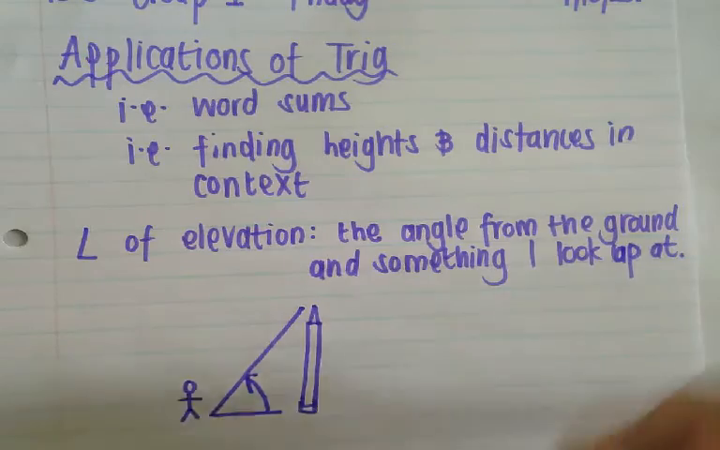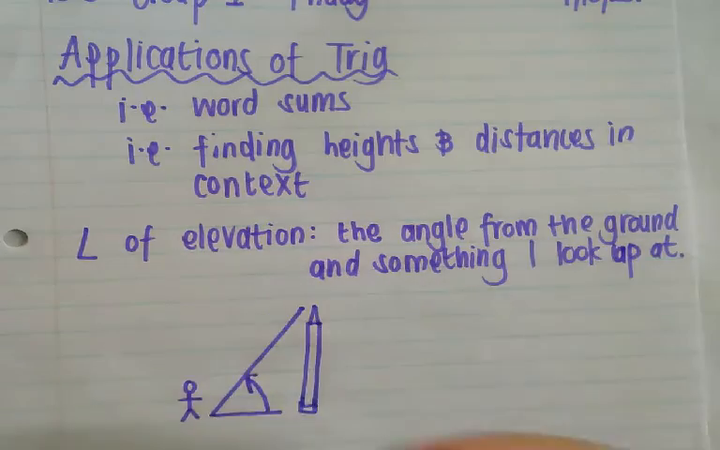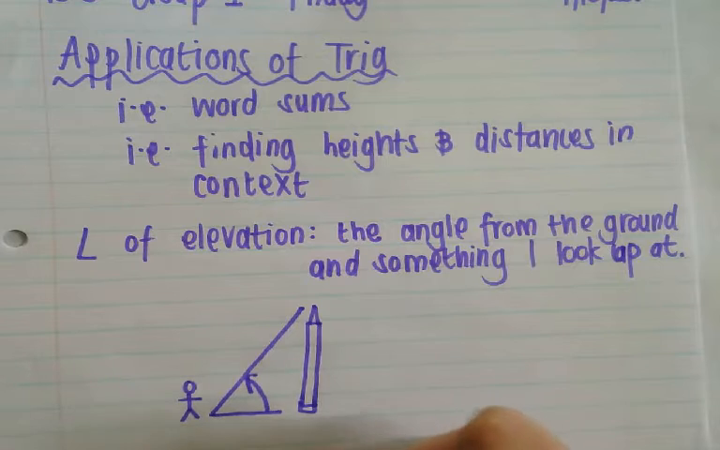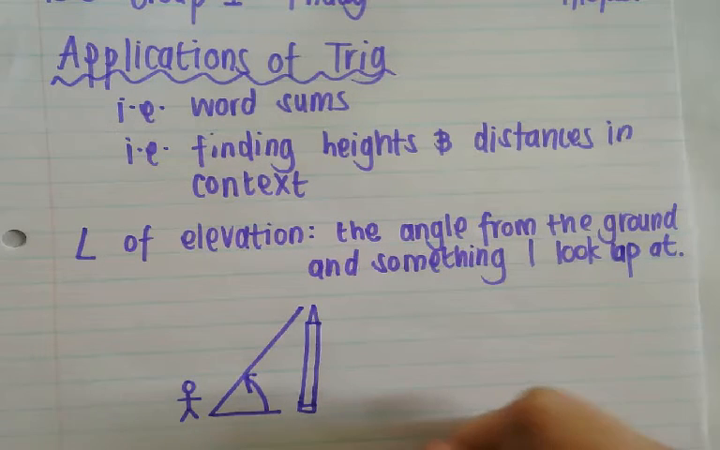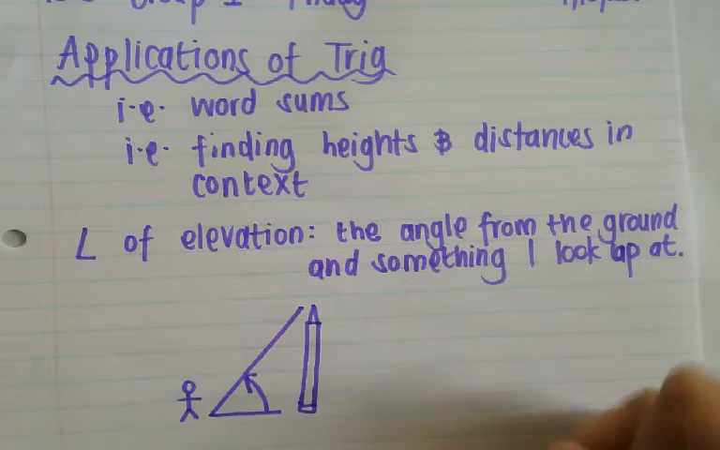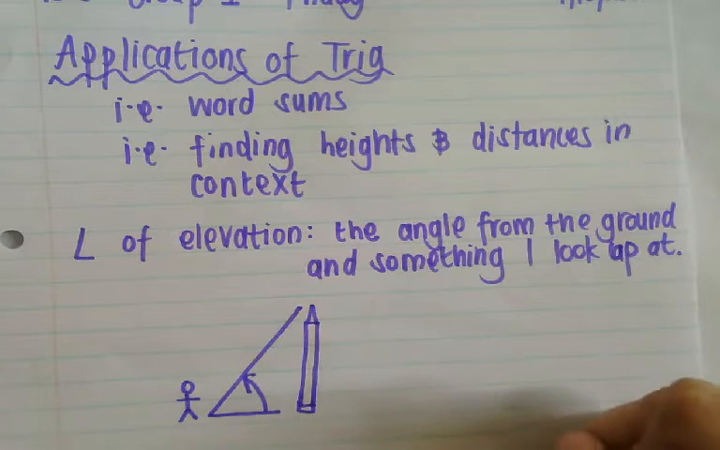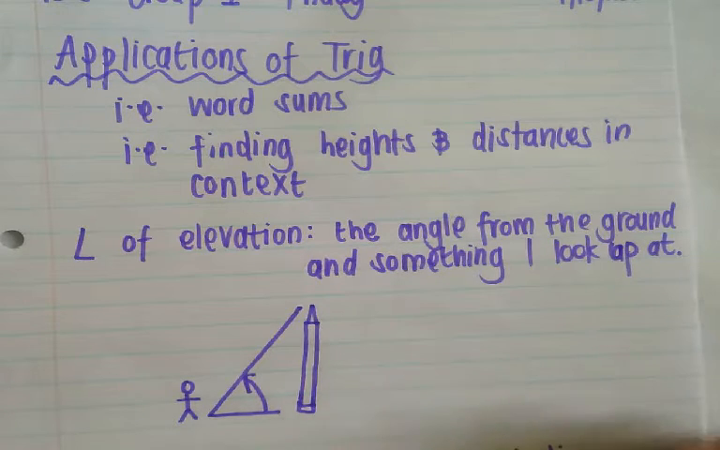I can also look down at something, can't I? If I'm on top of the building and I'm looking down, I call that the angle of depression. Depress or get smaller, angle of depression. So it's the angle in line with me looking down.